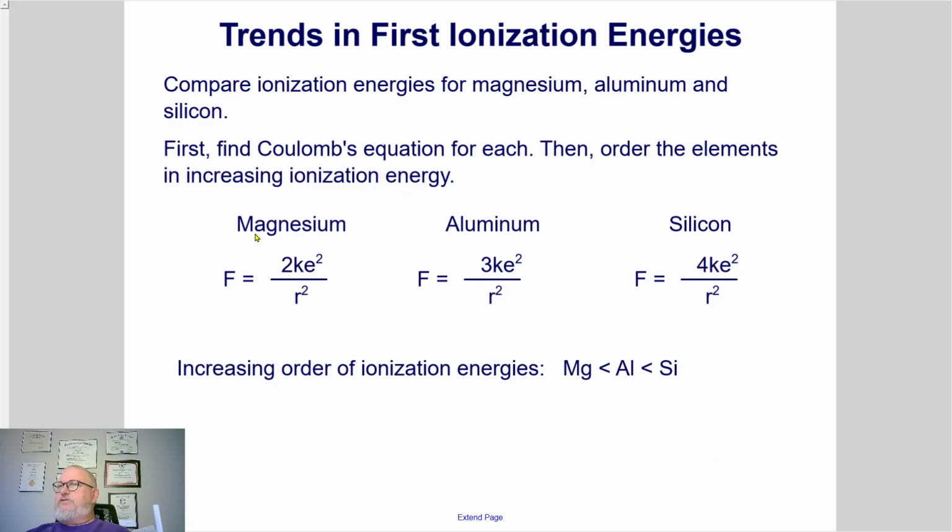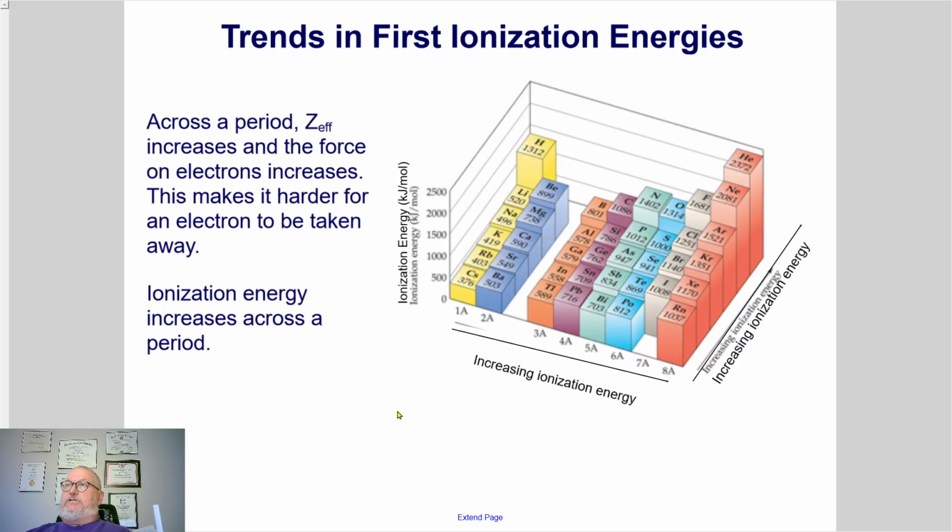So if you look at our trends, magnesium, aluminum, and silicon are all on the same row. Magnesium has a Zeff of 2, aluminum has a Zeff of 3, silicon a Zeff of 4. So silicon is going to hold its electrons a little tighter than aluminum, and aluminum is going to hold them a little tighter than magnesium. And you can see right here on this 3D chart that it actually works. As you go across the period, Zeff increases, which makes the ionization energy increase also. And as you go down, ionization energy decreases, making it easier to grab that electron.